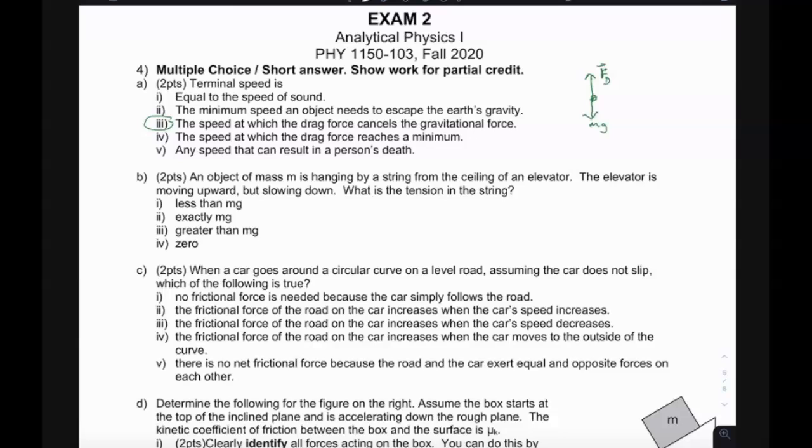So if we draw a free body diagram, here's the object of mass m, and it has a vertical component upward of the tension force and its weight acting down. The velocity, they say, is upward, and it's slowing down, so the acceleration must be in the opposite direction, which must mean that there is a net force downward, which must mean that mg is greater than the tension force. So the correct answer is the tension is less than mg.